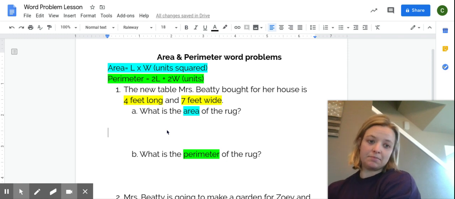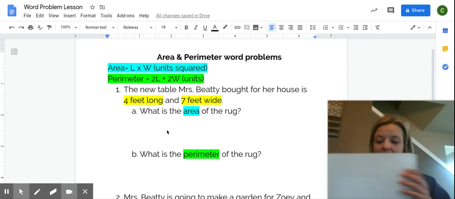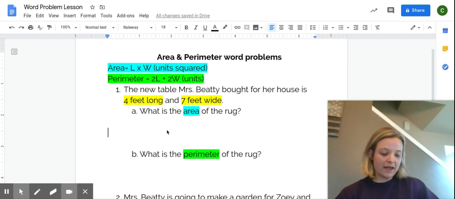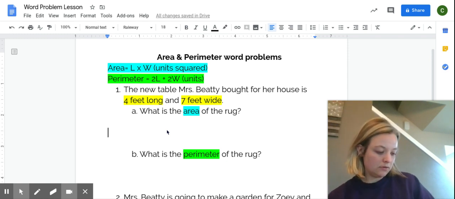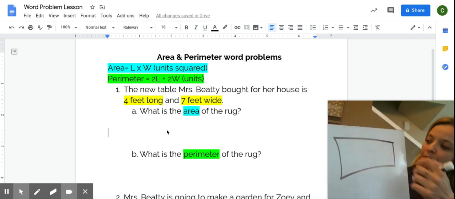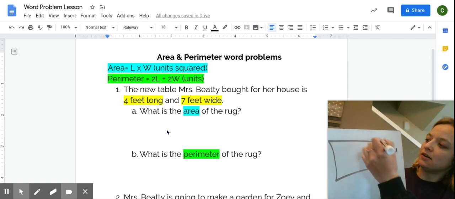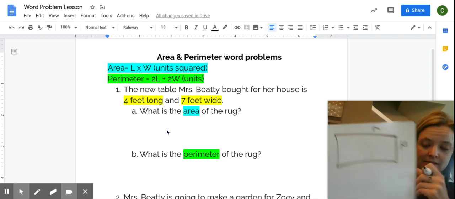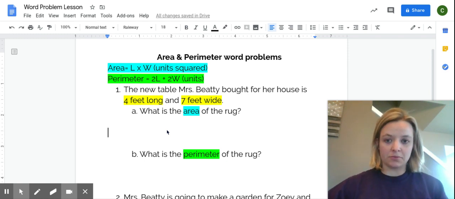If you guys have pen and paper, you can use pen and paper to help you, which I'm going to do for this first one. So I have my table. Doesn't need to be pretty. And then using that information, I know that that table is 4 feet long and 7 feet wide. That should help you guys with finding the area and perimeter.